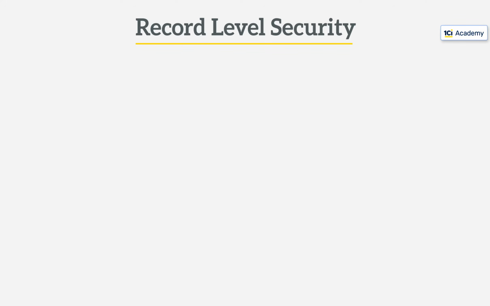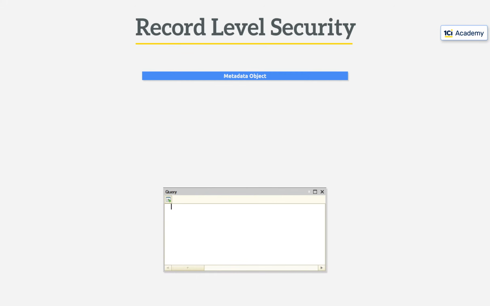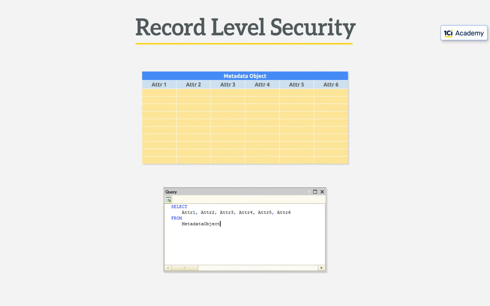To read this metadata object's records, we need to run a query looking something like this. Denying access rights to this metadata object effectively bans it from being used in queries. And if I try to run such a query, I'll get an access violation error. If there is access to the object as a whole, but some of its attributes are off limits, I'll get the same outcome.